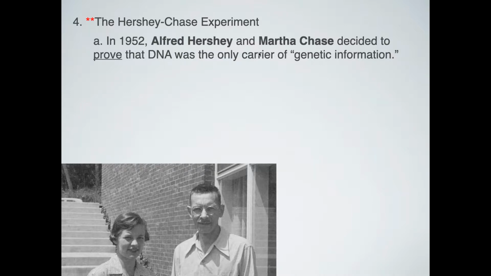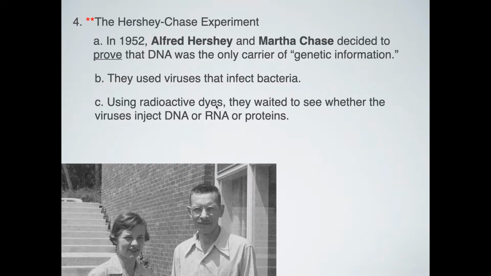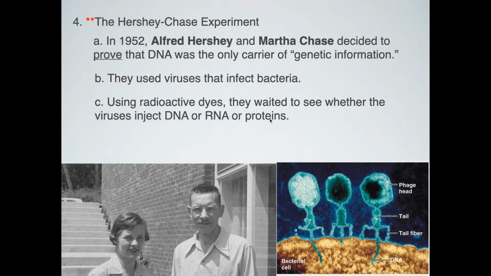Maybe RNA did play a role, but just not in bacteria. Or maybe, I mean, there are plenty of different ideas out there. And so what they did was they used viruses that infect bacteria. They're called bacteriophages. And they decided to use radioactive dye. Again, we're in the 1950s here, so radioactive dye was a very new thing. And they waited to see whether viruses injected DNA or RNA or proteins. And the nice thing is DNA, RNA, and protein look different if you dye them with the proper isotope that is radioactive.